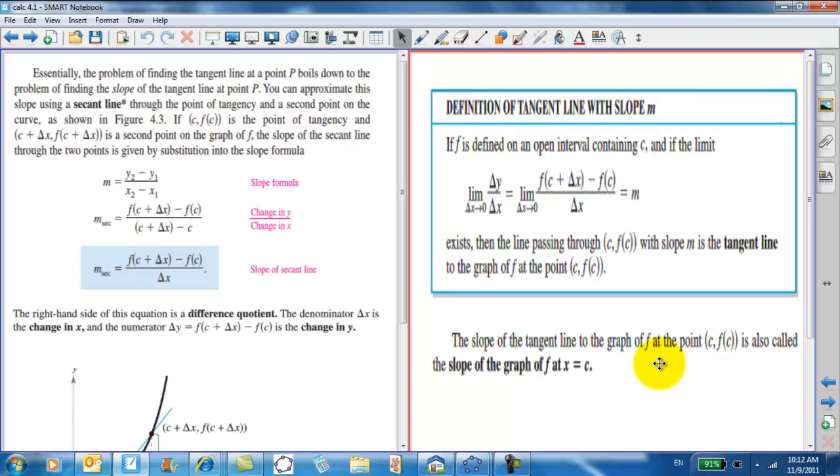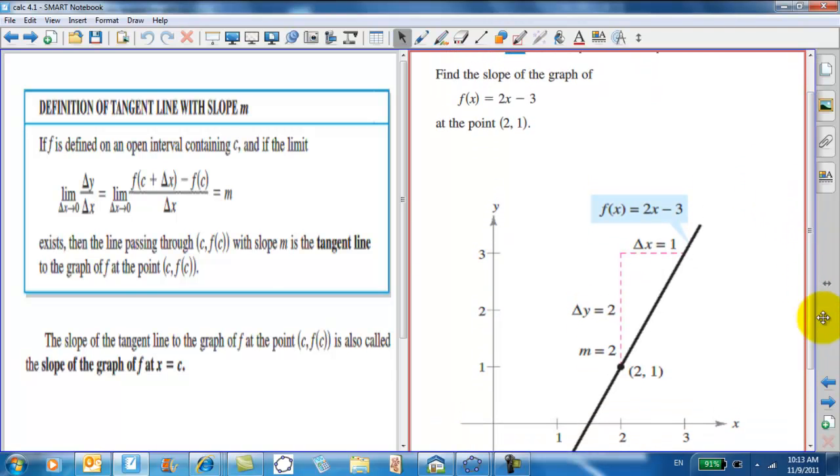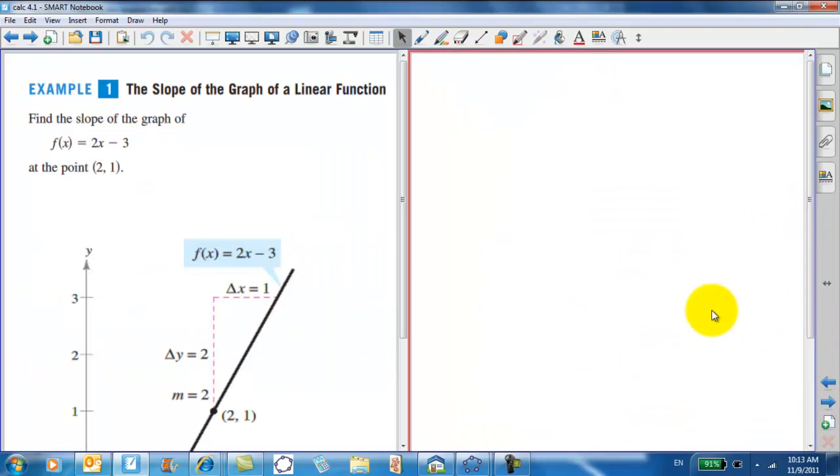Okay, so the slope of the tangent line of the graph of f at the point c comma f of c is also called the slope of the graph of f at x equals c. Let's try one of these now. Here we go. Find the slope of the graph of f of x equals 2x minus 3 at the point 2 comma 1. Well, I think you already know what the answer is.